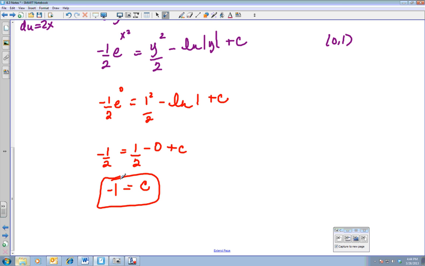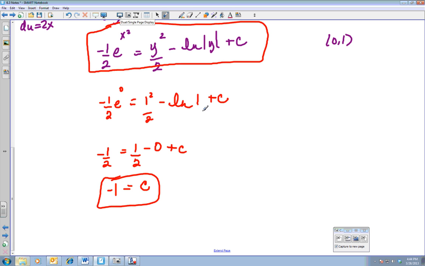So now I'm going to take negative 1 and plug it back in to this equation. Okay, so I have, let me change my pen one more time so we can see what we're doing. Negative 1 half e to the x squared equals y squared over 2 minus natural log of absolute value of y minus 1. But remember what we want. We want to solve for y.